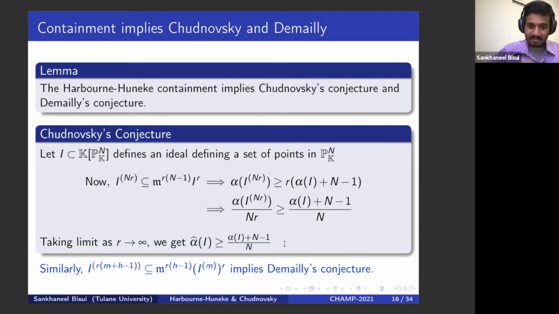In a similar fashion, if we take the other containment of Harbourne-Huneke and do the same, take the initial degree, divide each side by the proper power and take the limit, we'll get Demailly's conjecture from this containment. So that is one of the interesting reasons to study those containments. I mean, to study the containments they do have their own beauty, but that is one of the ways to look into their importance.